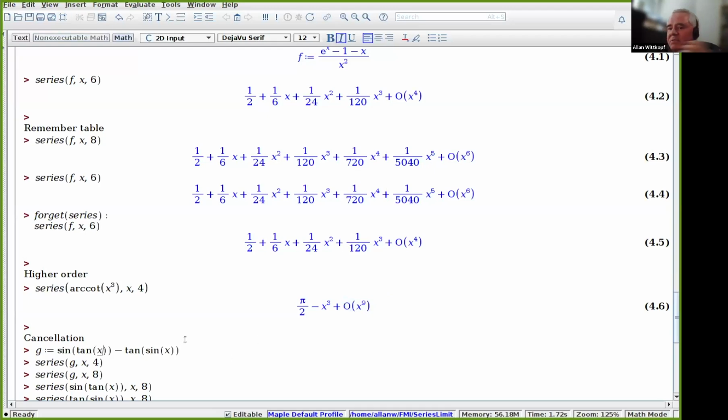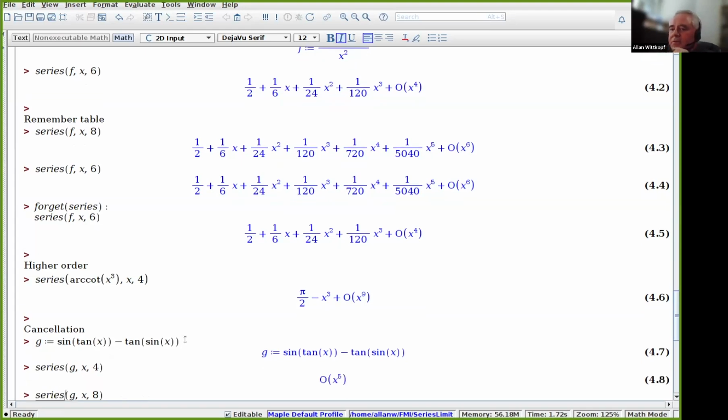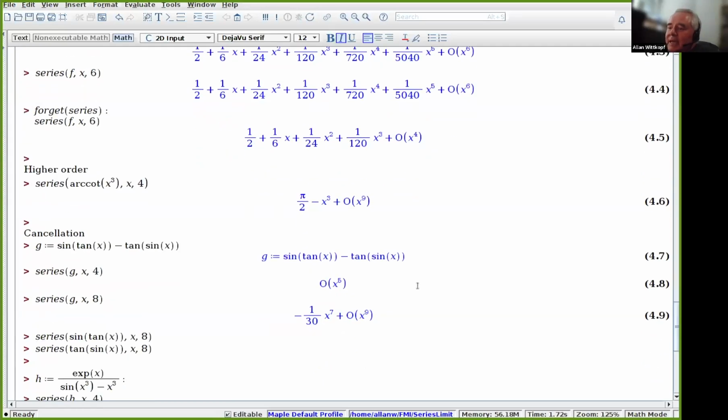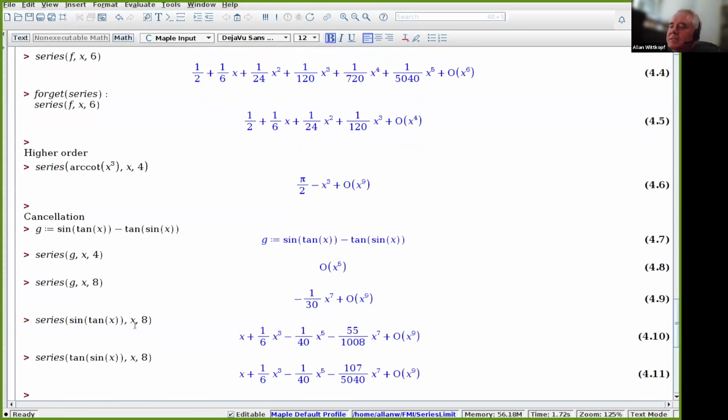We can have the opposite problem as well if there's significant cancellation that occurs. So for this sine of tan of x minus tan of sine of x, if we ask for the 4th order series of this, we just get an order term. We have to bump it up to 8, or actually 7, but to get anything non-trivial. And you can see, if you compare the series of the individual terms in the difference, they match for the first 3 terms. So this is the first non-matching term, which corresponds to what we get as the result.